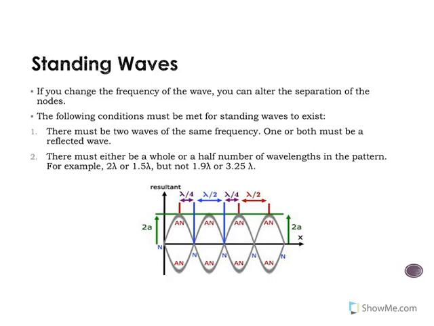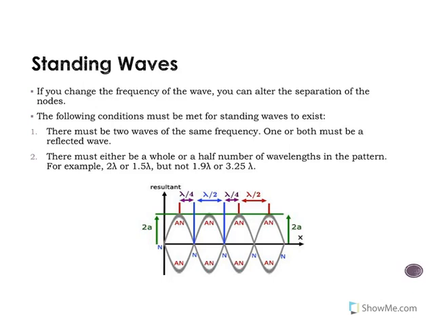So that's just another interactive that you can play with to look at standing waves. If you change the frequency of the wave, you can alter the separation of the nodes. The following conditions must be met for a standing wave to exist. There must be two waves of the same frequency. One or both must be a reflected wave. There must be either a whole or a half number of wavelengths in the pattern, so for example, 2 wavelengths or 1.5 wavelengths, but not 1.9 wavelengths or 3.25 wavelengths.